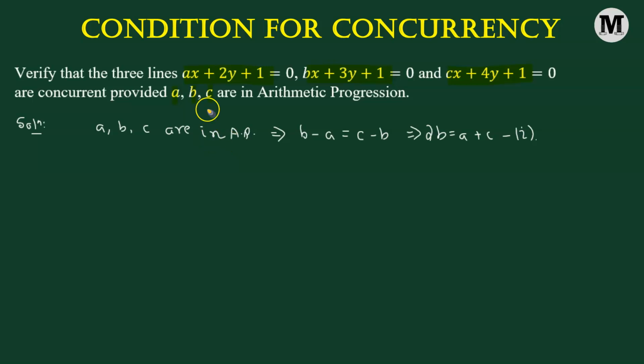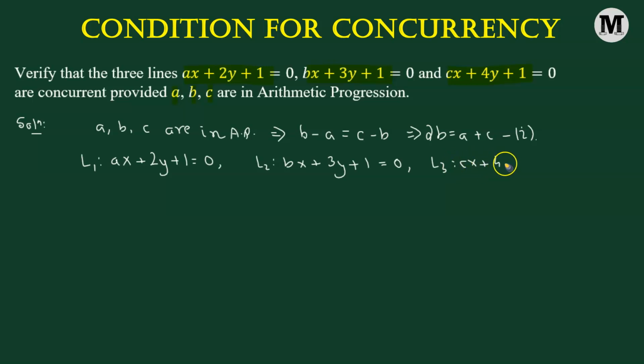Now we have three lines. We have the line L1 with equation ax plus 2y plus 1 equals 0. Then we have the next line L2 with equation bx plus 3y plus 1 equals 0. And then we have the third line L3 with equation cx plus 4y plus 1 equals 0.